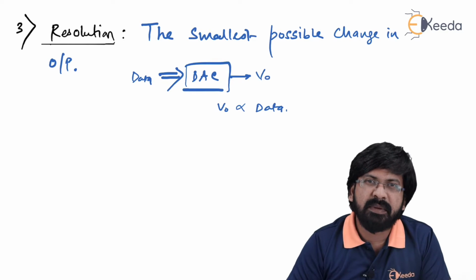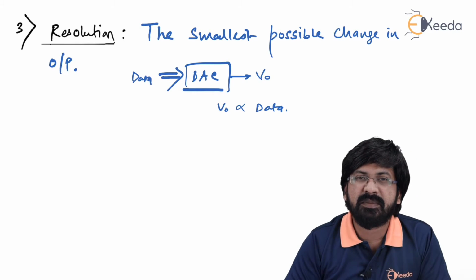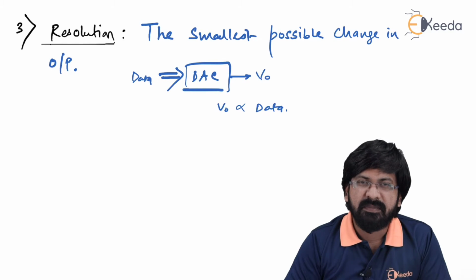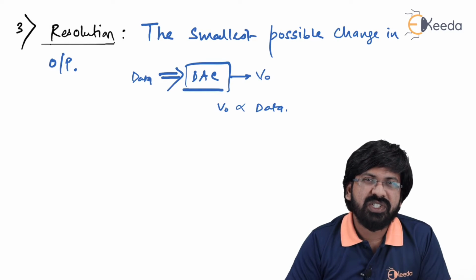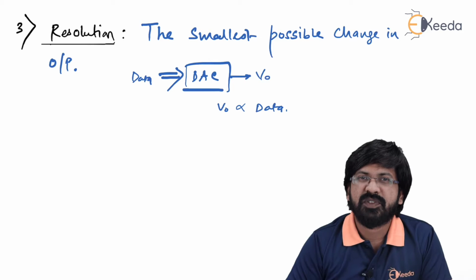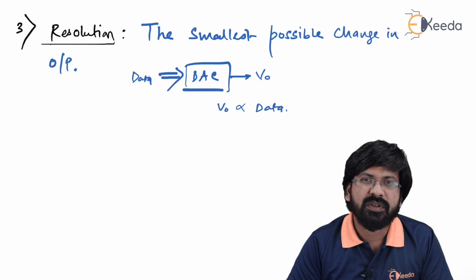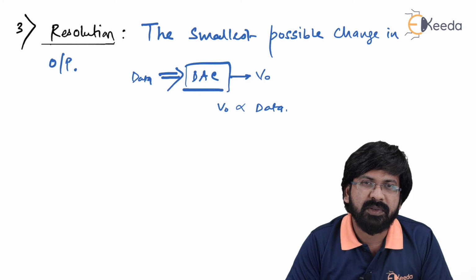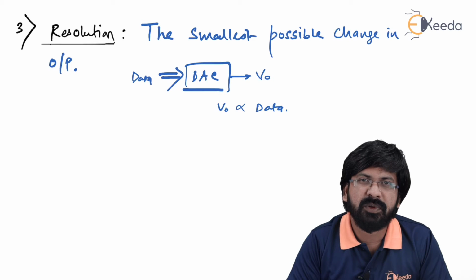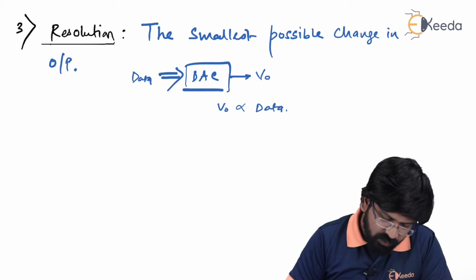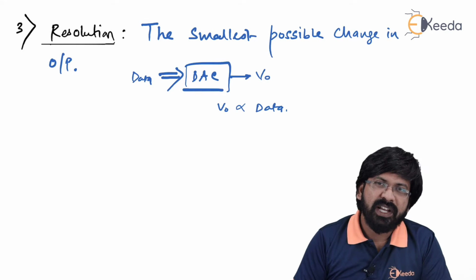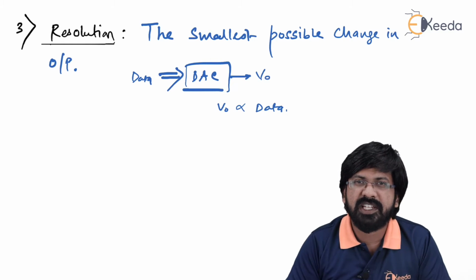If you give maximum data at input, you'll get maximum voltage at output. Meaning that if you want the smallest change in output, you will give the smallest possible change in input. So if you increase the input by the minimum value, then the output will also change by the minimum value. So the smallest possible change in output is what we call resolution. So resolution is also defined as the output voltage for input given as all zeros and LSB equal to 1.